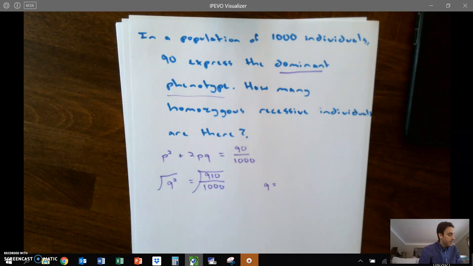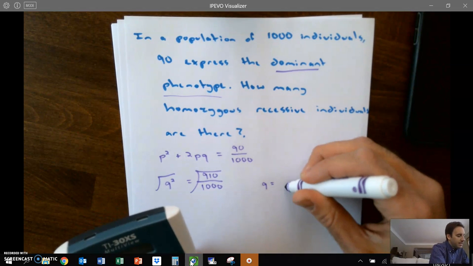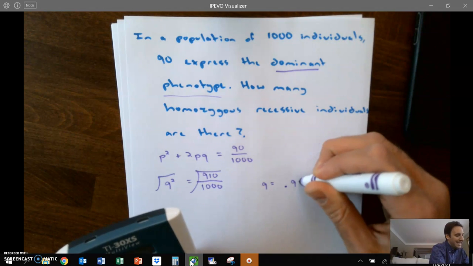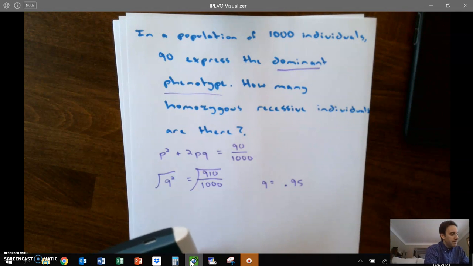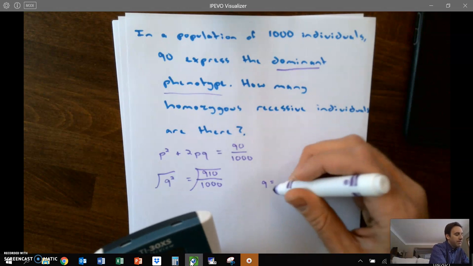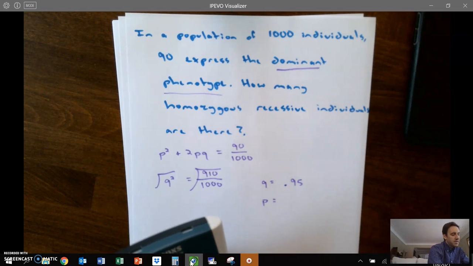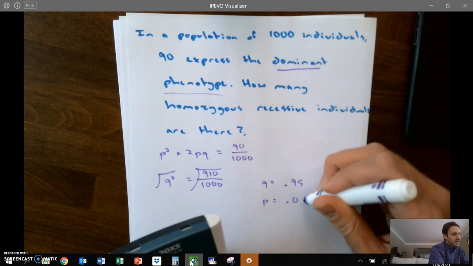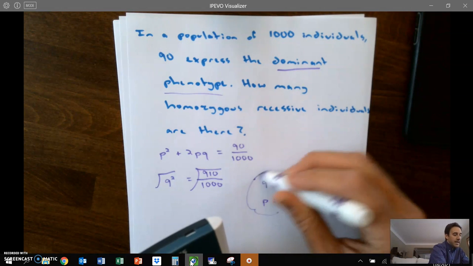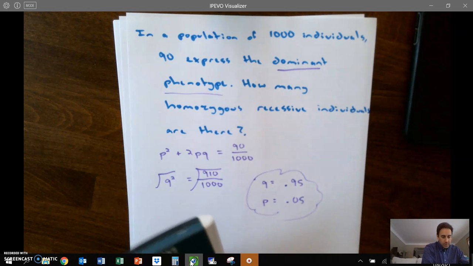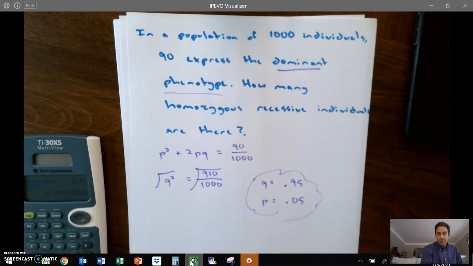I like it. So if I do that, I get a q value of 0.954. So let's say 0.95. And then since p plus q is equal to 1, that tells me that p is equal to 0.05. Okay? So now, once again, I've got my p and my q, and I can go ahead and solve whatever problem you throw at me.